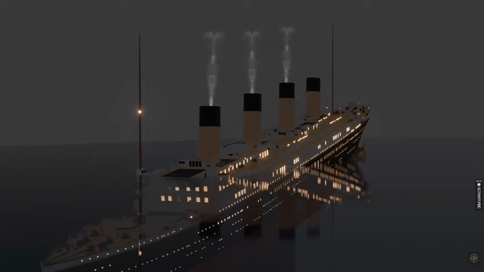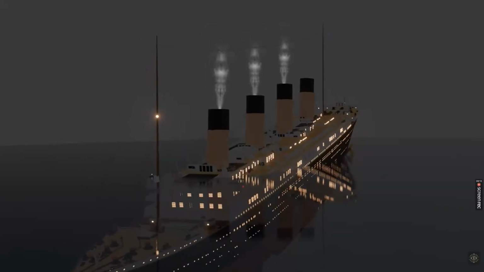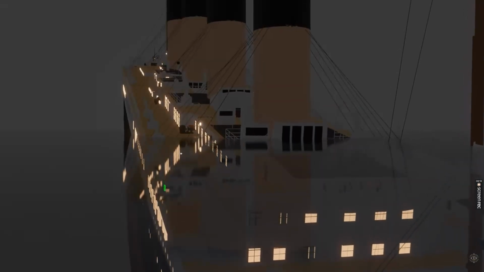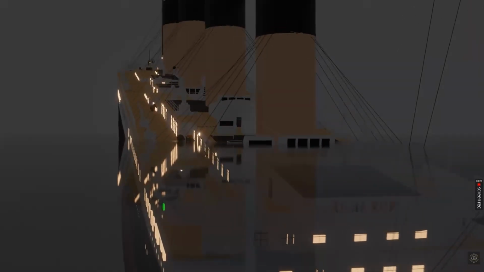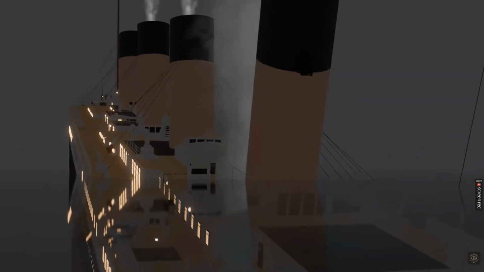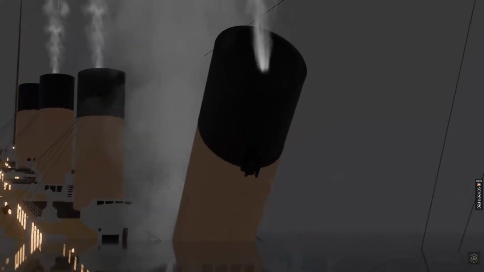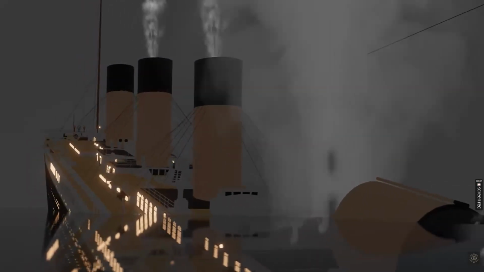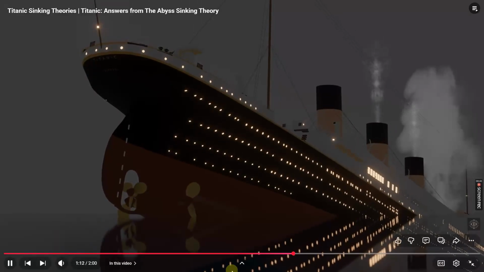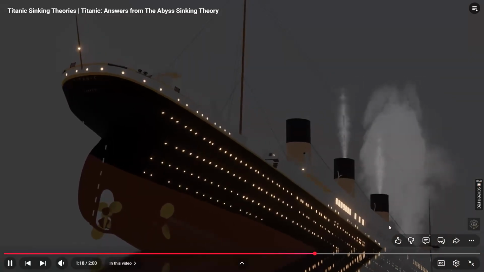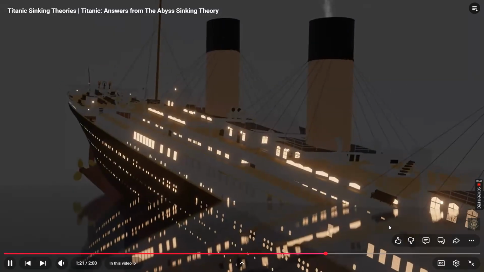The bridge floods while others would go. We would see something happens. The first funnel collapses forward, like everybody would depict. Well, that is not that much of a bad experience. It actually crushed a few people from the sinking in the Answers from the Abyss sinking theory.